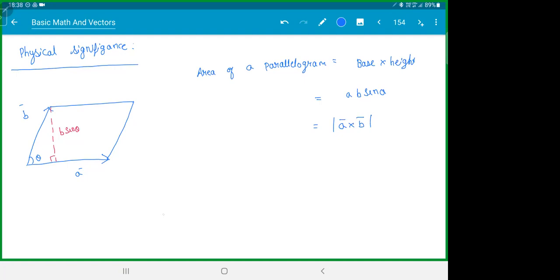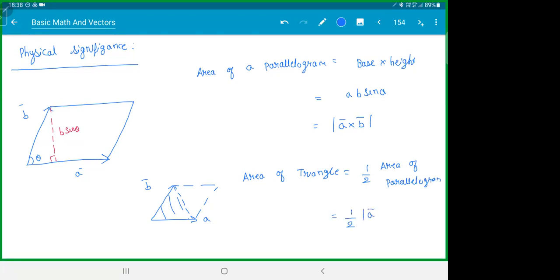That is one. Now, same thing, you could have taken a triangle also, with A bar and B bar. For the full parallelogram, this will be a half triangle. The area of the triangle will be half of the area of the parallelogram. So that will be half of A cross B. Have a look at this.